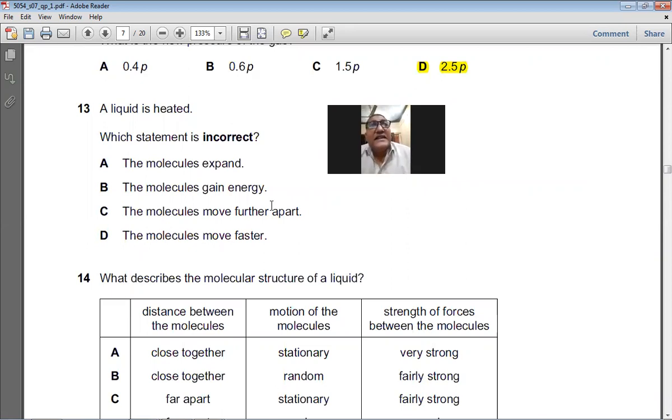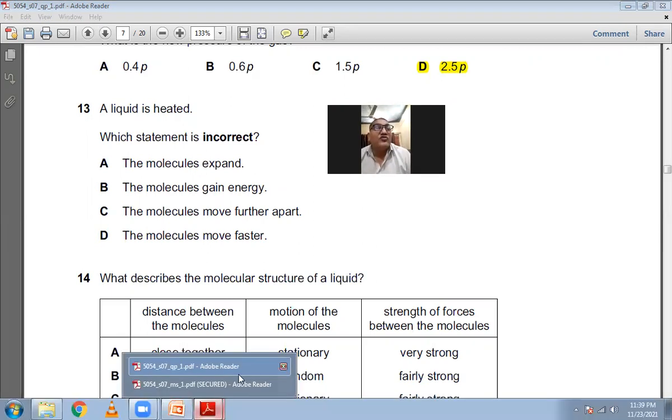A liquid is heated. Which statement is incorrect? The molecules expand, the molecules never expand. Remember that. The molecules gain energy. Yes, they gain energy. The molecules move further apart. No, the molecules will not move further apart. The molecules move faster. Yes, because you are heating. So the temperature of the liquid will be increasing. So that's why we can say the molecules move faster. So I think question number 13, D looks to me the best option.